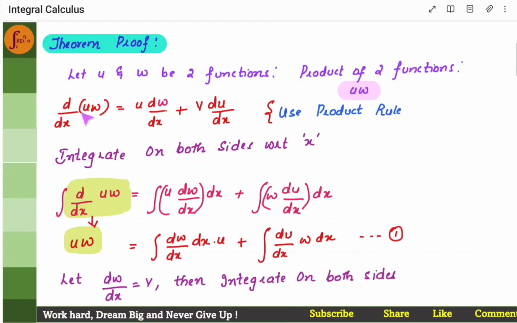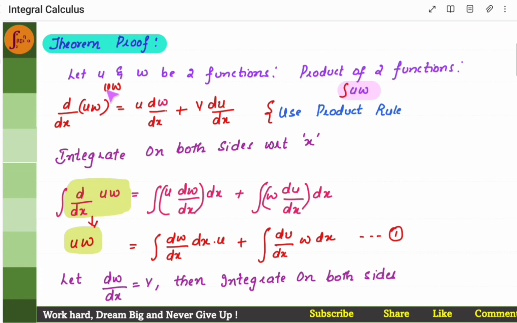So what we do is, we need to find the integral of this product, right? Let's assume that the functions are u and w. Let's assume that these two are the functions. Now we need to find the integral of uw, right? This is what we need to find. But what we are going to do is, first we are going to differentiate u and w, right? We are going to differentiate.